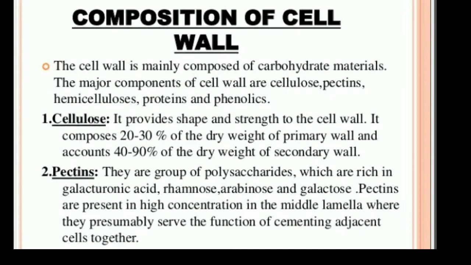1. Cellulose. It provides shape and strength to the cell wall. It composes 20 to 30% of the dry weight of the primary wall and accounts for 40–90% of the dry weight of the secondary wall. 2. Pectins. They are a group of polysaccharides, which are rich in galacturonic acid, rhamnose, arabinose and galactose. Pectins are present in high concentration in the middle lamella, where they presumably serve the function of cementing adjacent cells together.